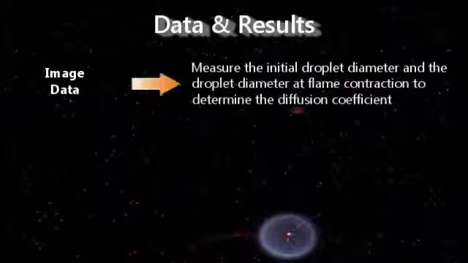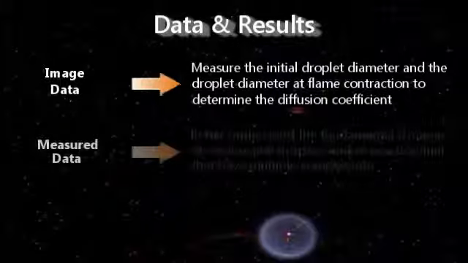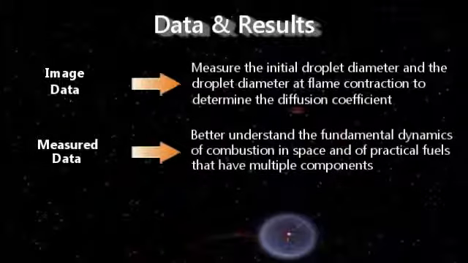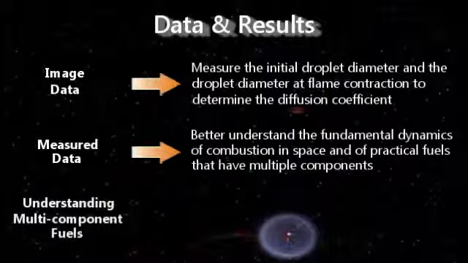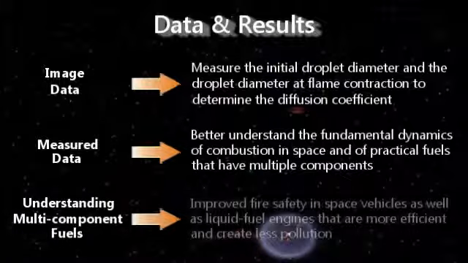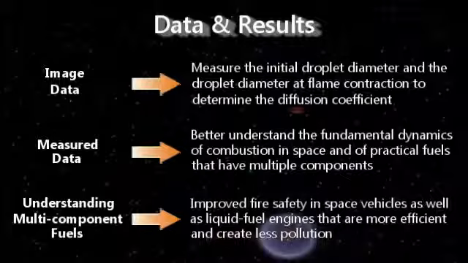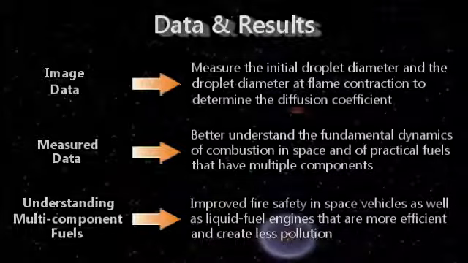From the image data, we measure the initial droplet diameter and the droplet diameter at flame contraction to determine the diffusion coefficient. This data helps us to better understand the fundamental dynamics of combustion in space and of practical fuels that have multiple components, such as gasoline and jet fuels. Understanding how multi-component fuels burn in microgravity will lead to improved fire safety in space vehicles, as well as liquid fuel engines that are more efficient and create less pollution.